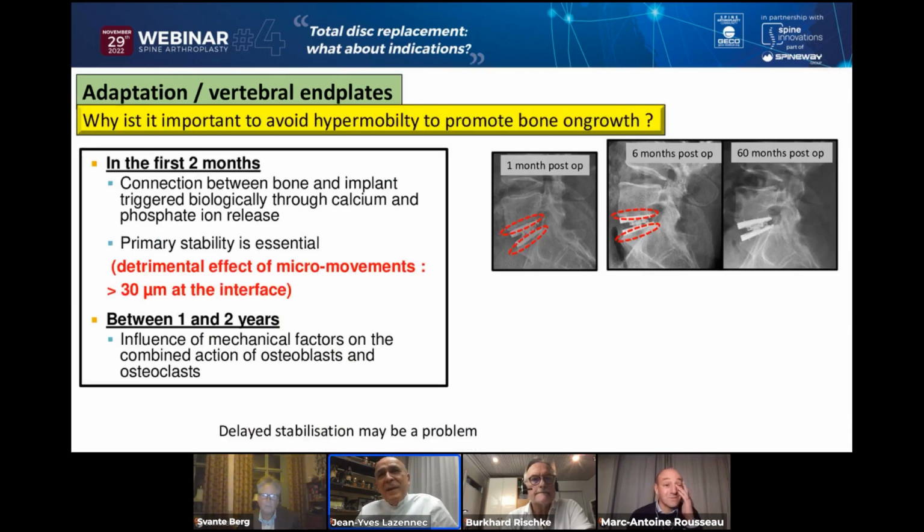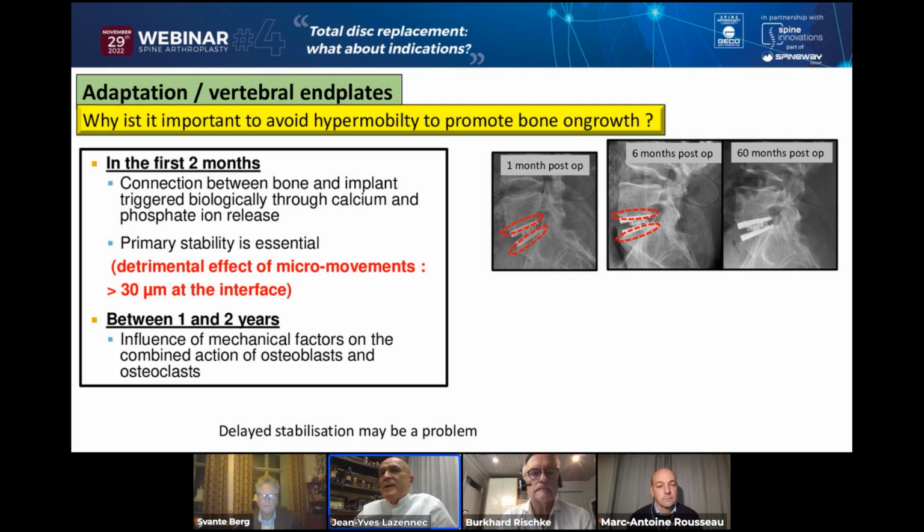It's strange, I speak like a hip or a knee surgeon, but it is very important because within the first 2 months, we need to have primary stability, as for a hip, and micro movement has been very well defined for the hip. You have here in red the limit for micro movement. So you can say it's very difficult to have a good measurement of those micro movements. Okay, but we must be aware of this.